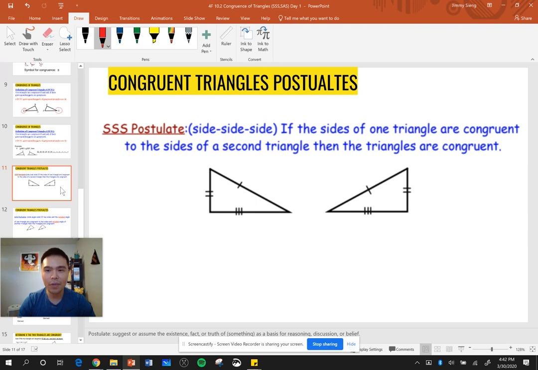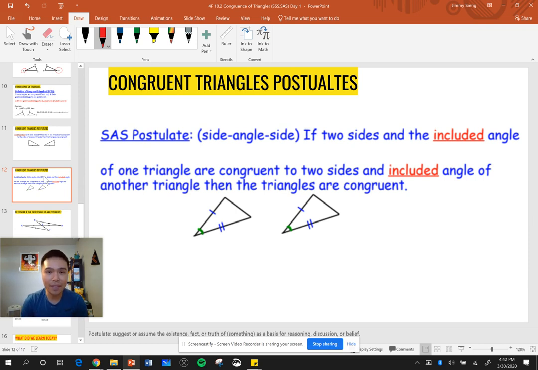If the sides of one triangle are congruent to the sides of a second triangle, then the triangles are congruent, right? I know that's easy enough, but we use these postulates to prove how triangles are equal to each other. Basically, all it's saying is if one side is equal to 3, then the other side is equal to 3. If the base is equal to this number, and the hypotenuse is equal to this number, then of course they're going to be congruent triangles. We call that side, side, side.